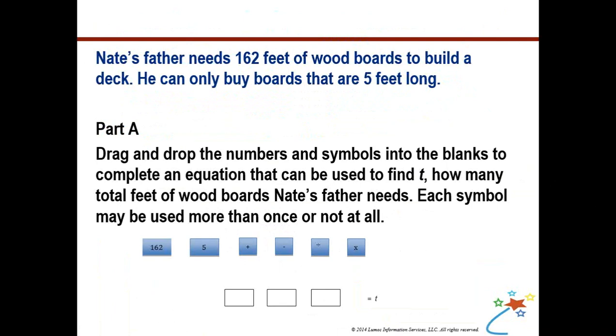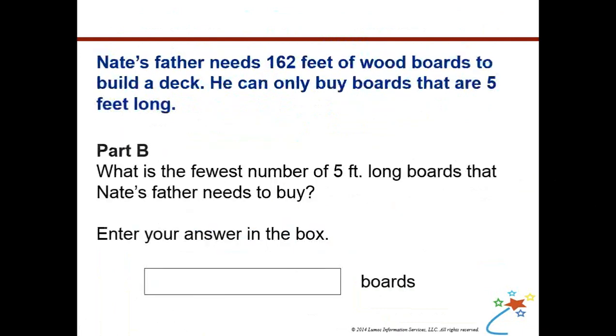Now let's look at Part B. Again, you will notice the key information was repeated. When actually working through the PARCC test, you will see this information at the top of the page, and then all parts will be below. For Part B, we will need to calculate the number of boards Nate's father needs to buy.